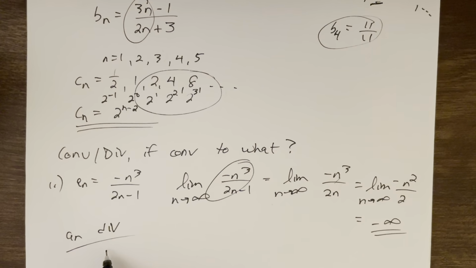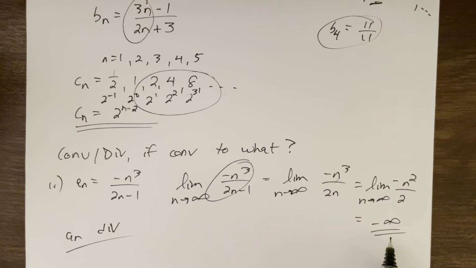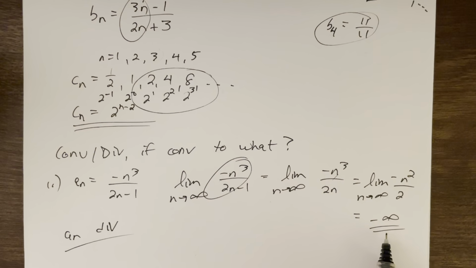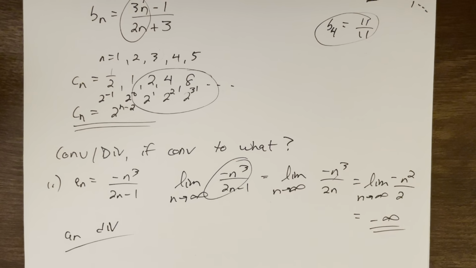If you just write diverge, maybe you knew that this went to negative infinity, but without showing me that, that looks like a guess, and a guess gets no credit by itself. So again, it's not just the right answer. You have to have the work to go with it.